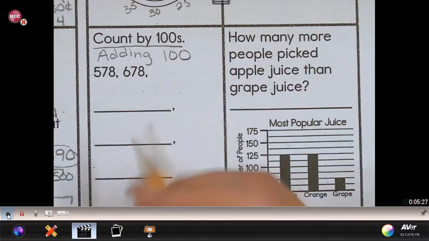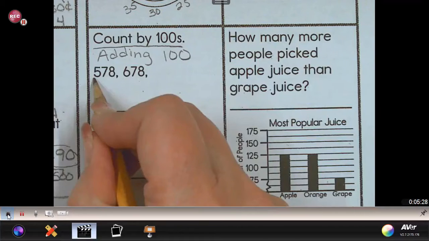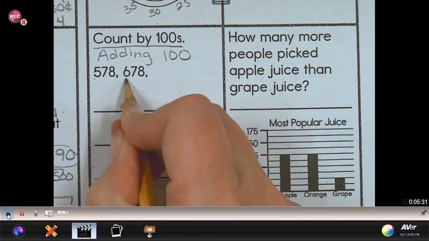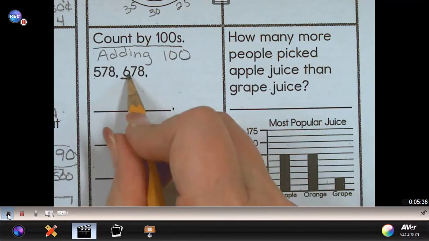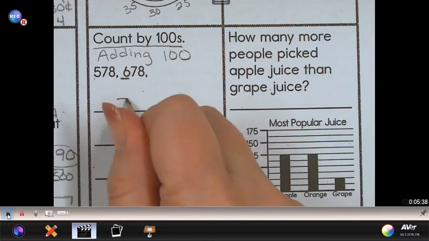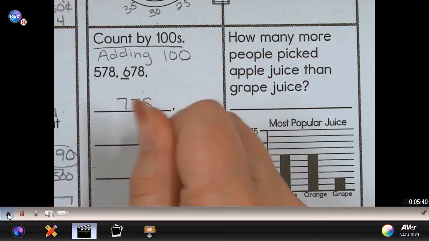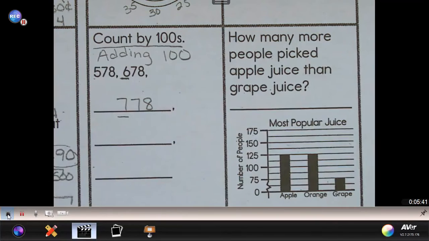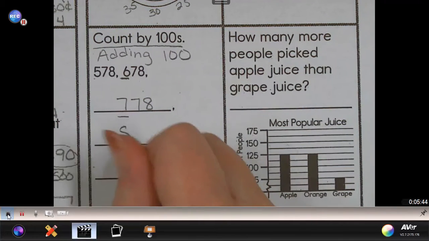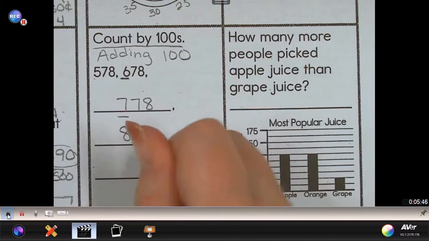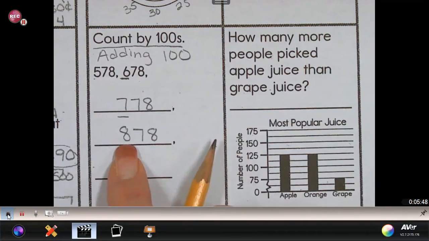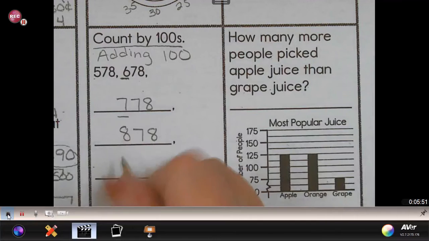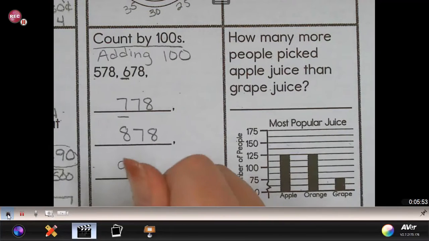So if we add 100 here to here, we add one more 100, makes 600. If I look at my 600 and I add one more 100 to the 600, that would make 700. If I add another 100 to 700, that would be 800. If I add another 100 to the 800, that would be 900.